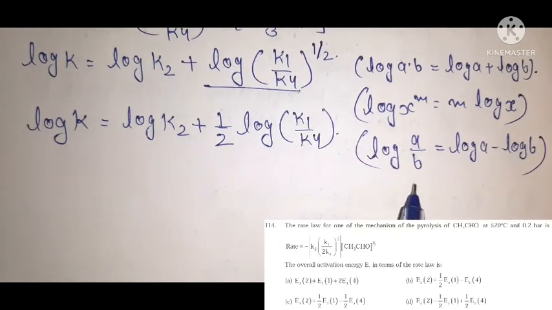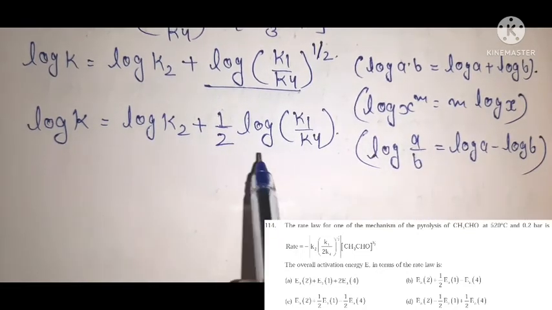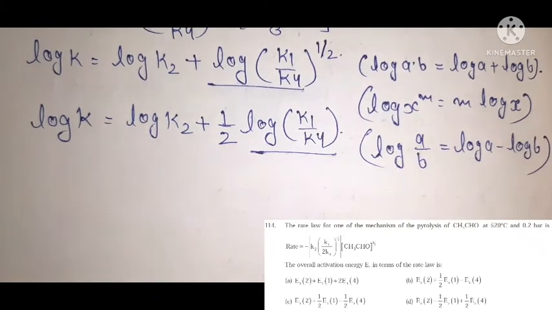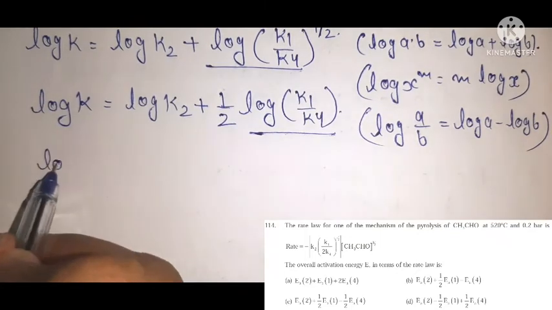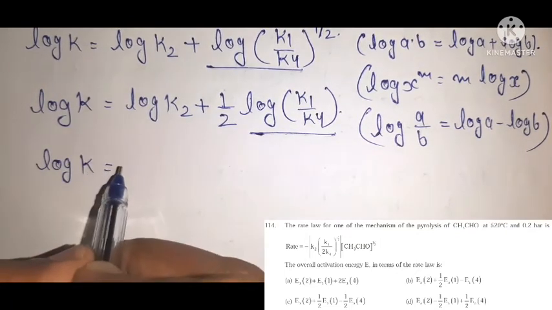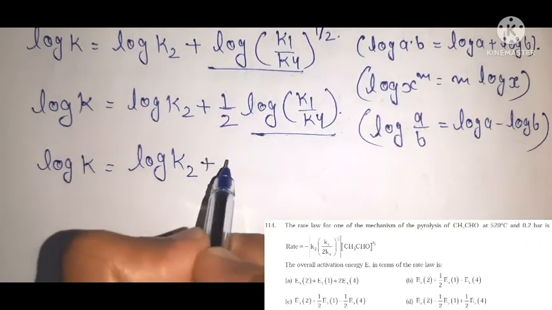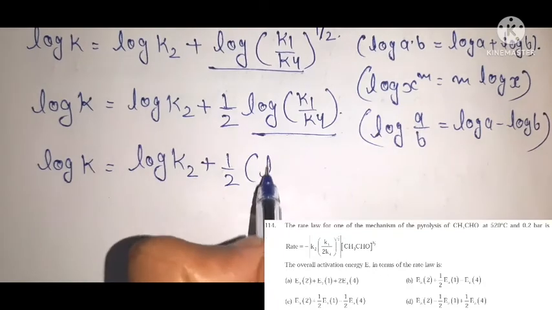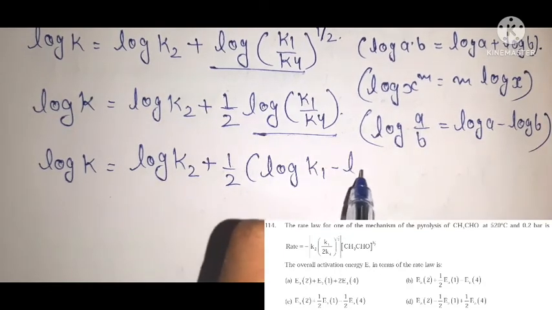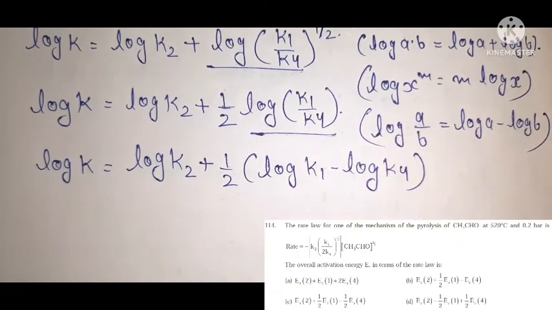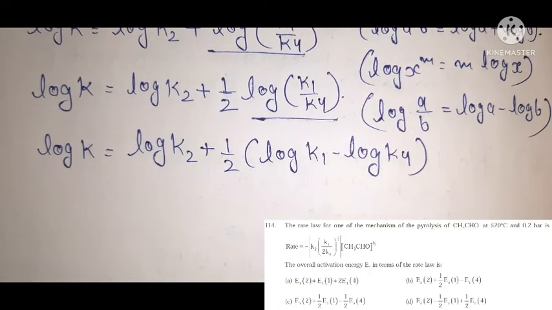And we use this log A by B formula for this term, that is log K1 by K4. Okay, so from this equation we get log K is equal to log K2 plus 1 by 2 (log K1 minus log K4). So this is the complete calculation for the rate law of the pyrolysis of acetaldehyde in terms of logarithm.